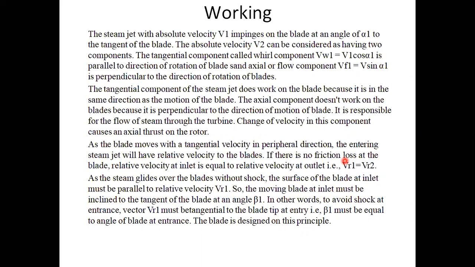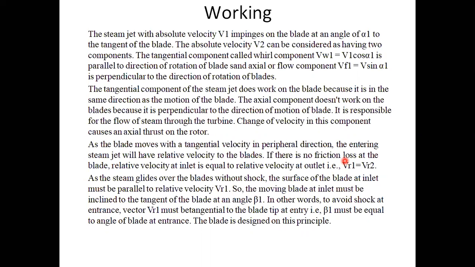See here, the steam jet with absolute velocity V1 impacts on the blade at angle alpha 1 to the tangent of the blade. The absolute velocity V1 can be considered as having two components, tangential component and flow component. VW1 equal to V1 cos alpha 1 is parallel to the direction of rotation of the blade. The axial or flow component VF1 equal to V1 sin alpha 1 is perpendicular to the direction of rotation of the blades.